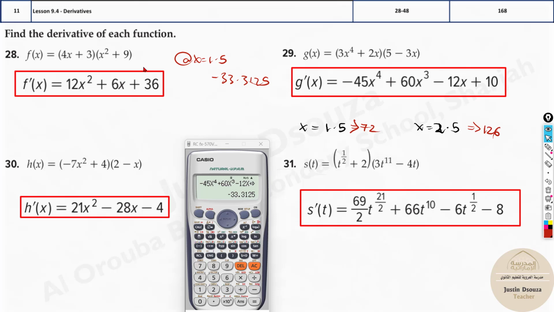Now, if this was the option for this answer, you should ignore this option. But now, when will you get negative 33.3125? When we derive this at x is equal to 1.5. Let's do it now. dy by dx, let me derive it. 3x to the power 4 plus 2x over here, plus 2x. Then what we need to do is 5 minus 3x, and close the bracket. Now, what is the x value you need to derive it at? 1.5, and the answer is minus 33.3125. It will match. So this is how easily you can do any derivative problem in the calculator.